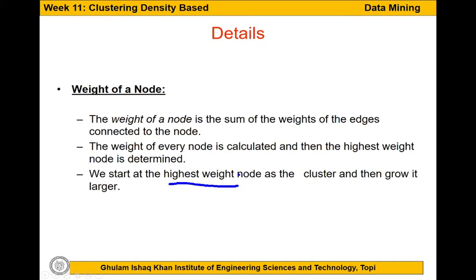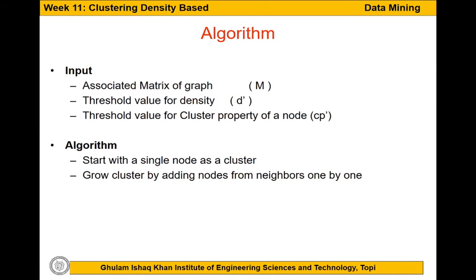Maybe there are more than one nodes, 4, 5, 6 or multiple nodes having the same highest weight. So what we do, we start growing the cluster from the node having the highest weight, and if we have more than one node with the same highest weight, we can pick any one, right? So this is how we will be choosing our starting point to grow the cluster, right?